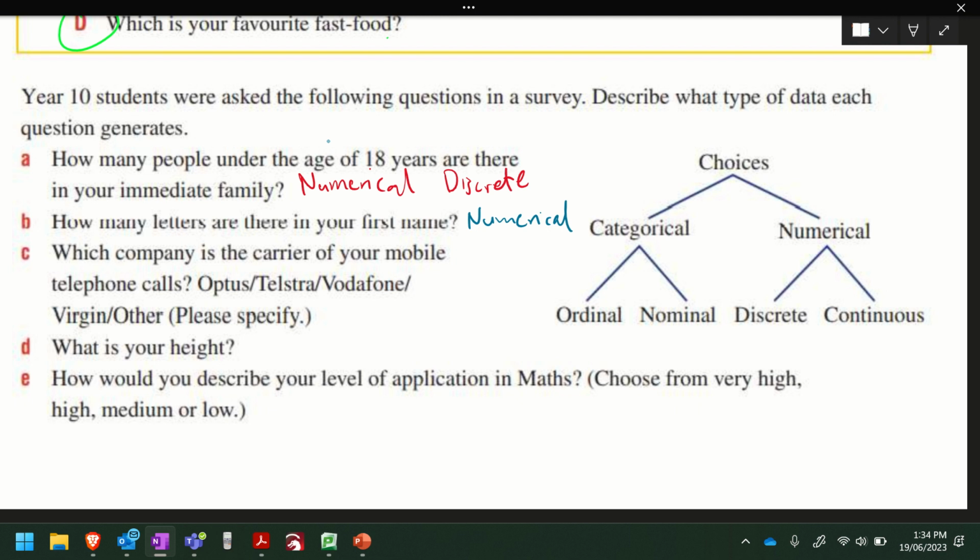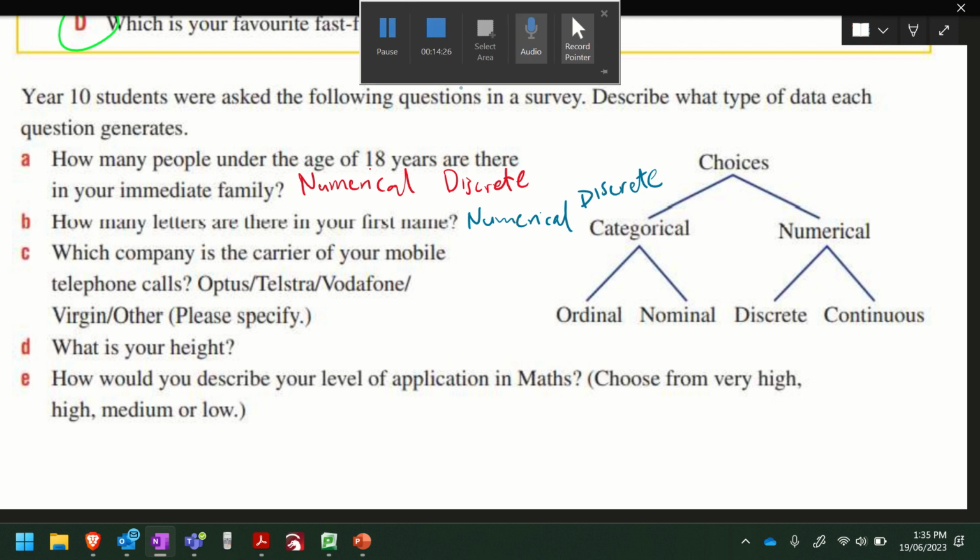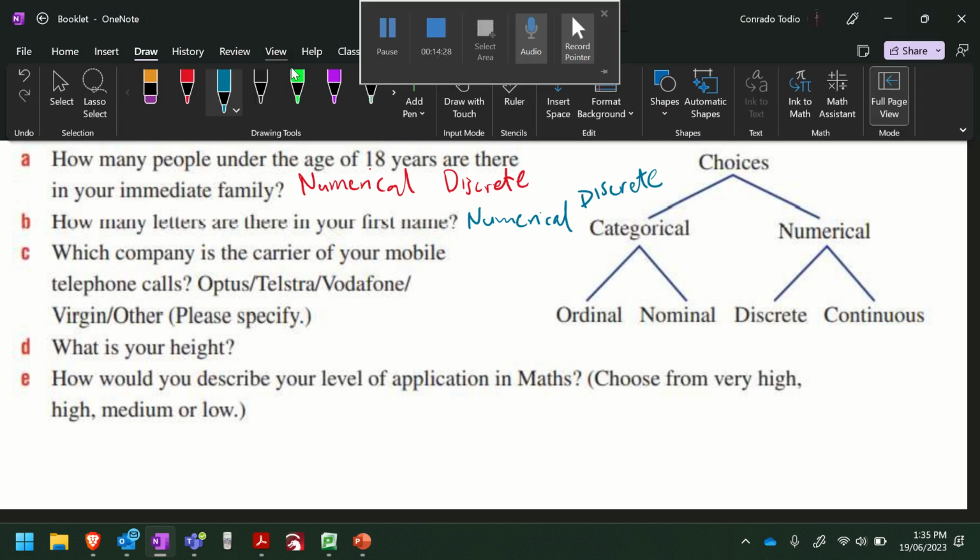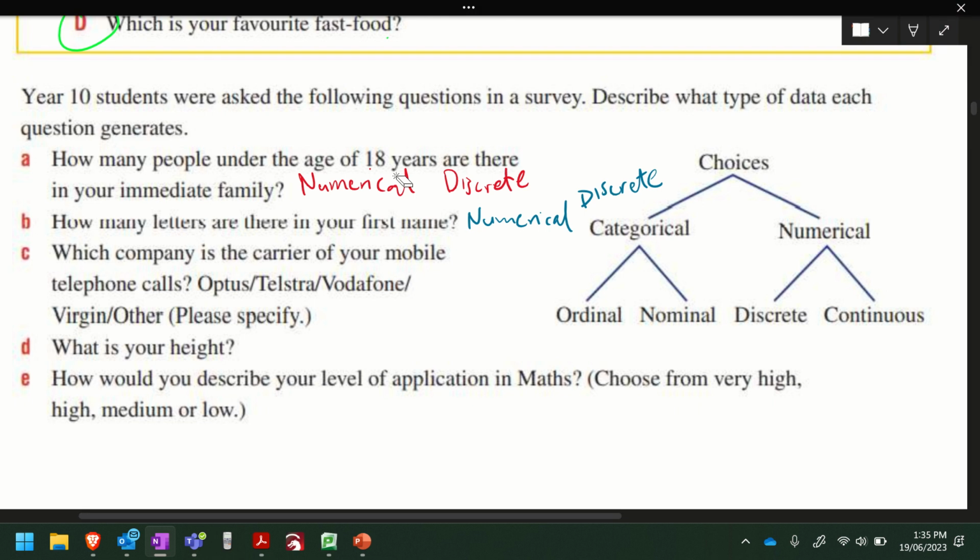Let's go with Sienna. Can you tell me how many letters in your first name? Is it a discrete or a continuous type of data? Have a think. Are you counting individually or are you measuring it? Good, because you are counting how many letters there are. All right, let's go with Cohen. Question C. Okay, which company or carrier of mobile telephone calls do you go with? One of these companies. So is it categorical or numerical? Good.